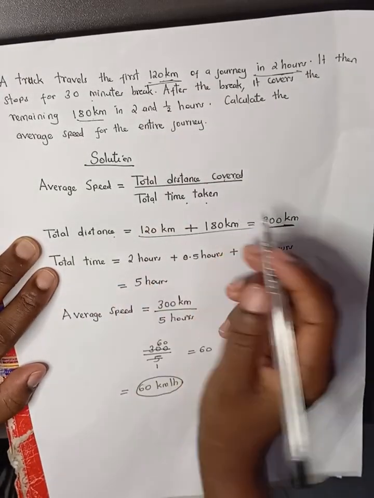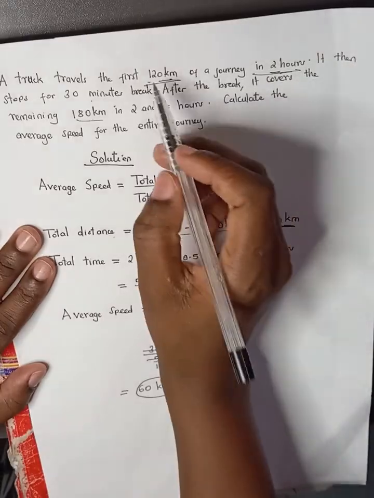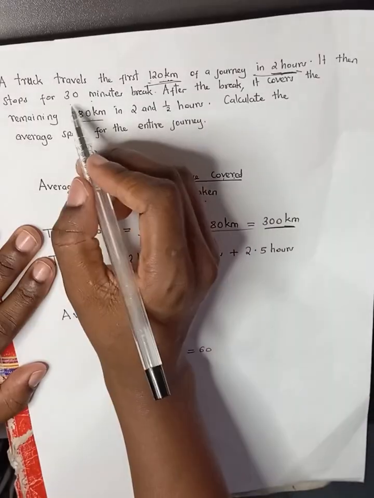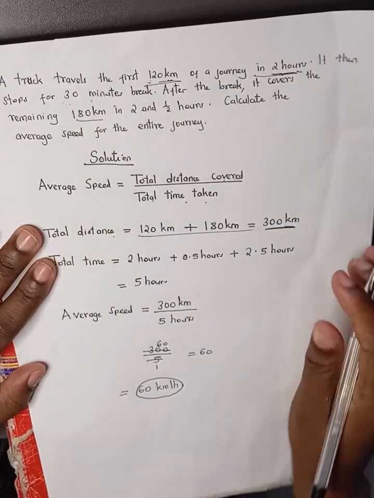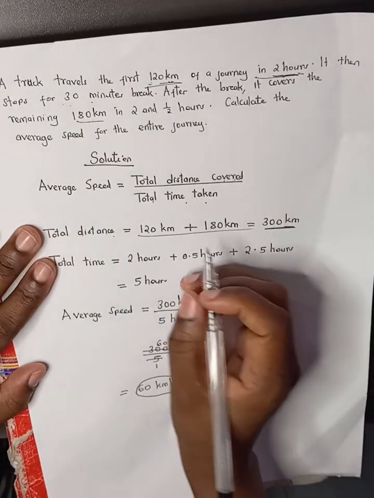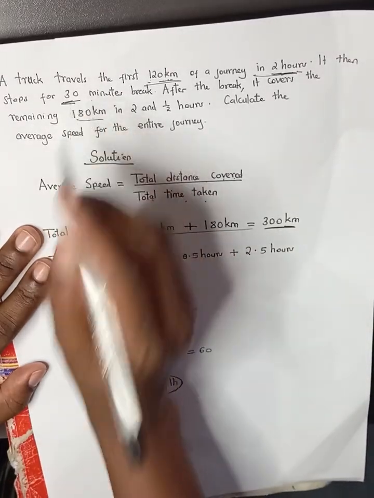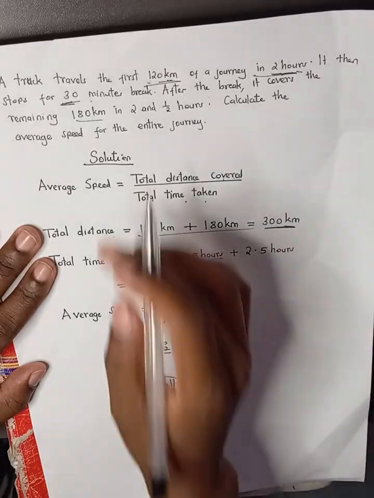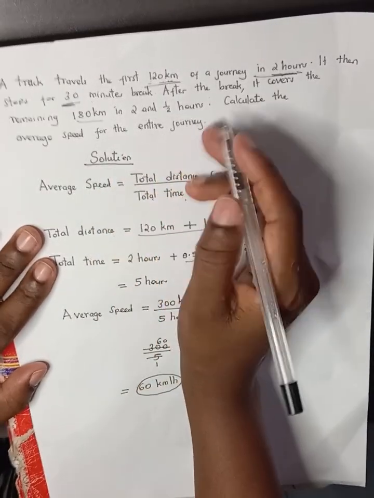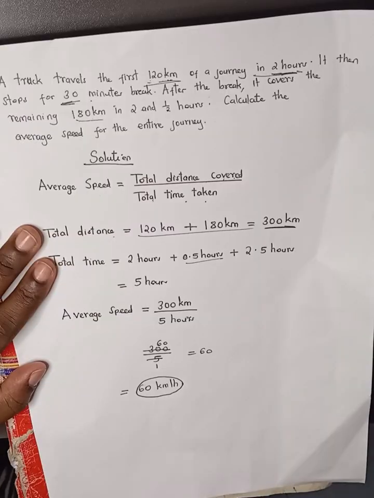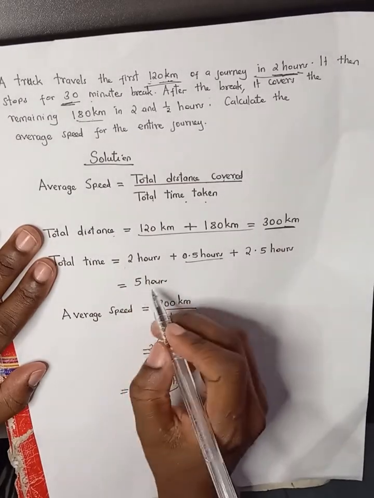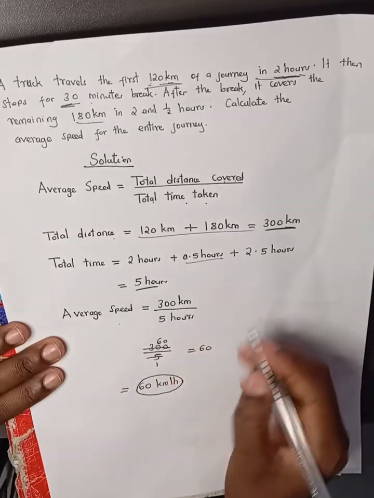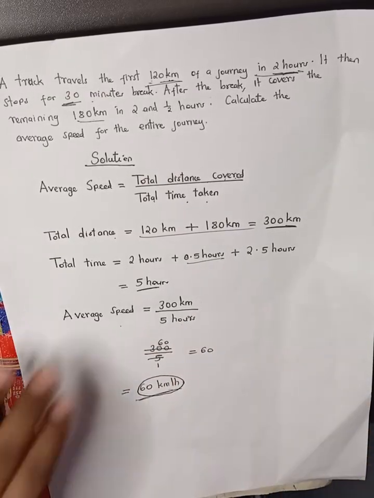And to find the total time taken, you add the time traveled for the 120 kilometers, which is 2 hours, the time taken to rest, which is 30 minutes, and 30 minutes is half an hour or 0.5 hours, plus the time taken to travel the remaining distance, which is 2.5 hours. When you add, the total time taken is 5 hours. Now our average speed will be 300 kilometers over 5 hours, which is 60 kilometers per hour.